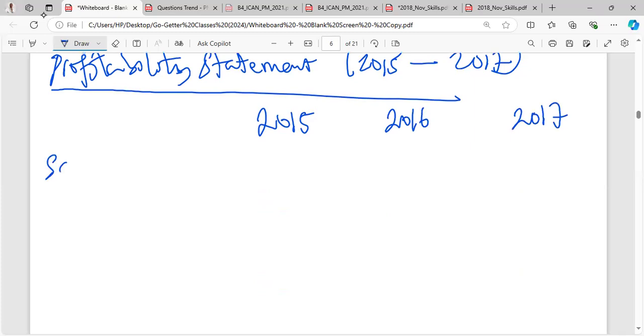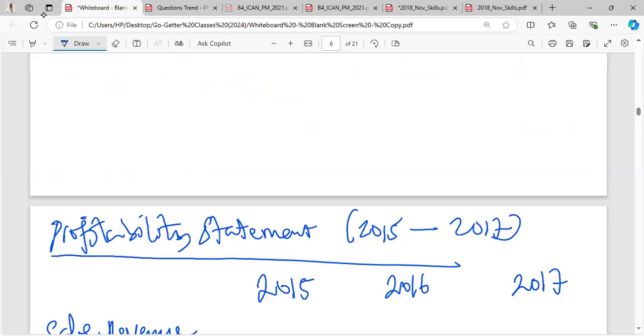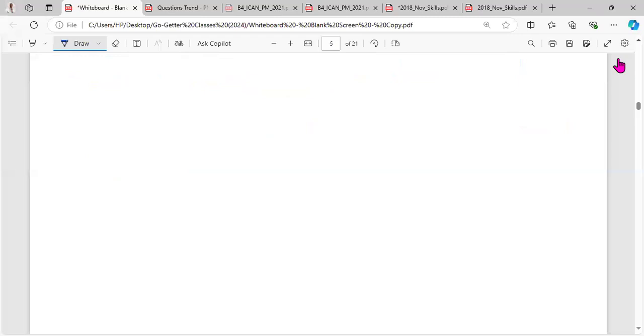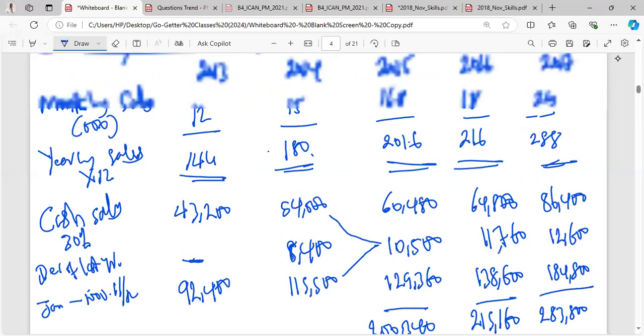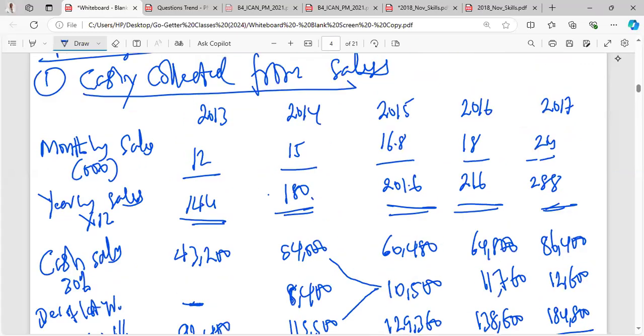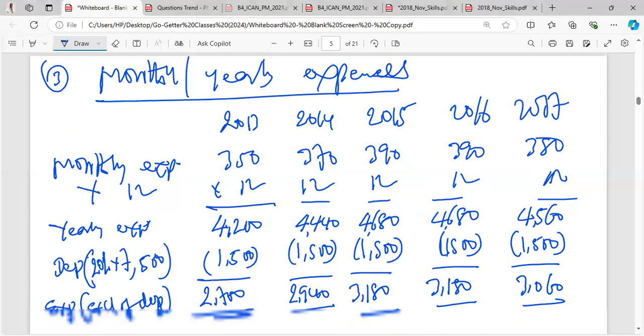So this is our sales revenue. We just go to workings number one and pick the sales. So we've done the yearly sales, that's what we are picking. So this is going to be 201,600, 216,288.